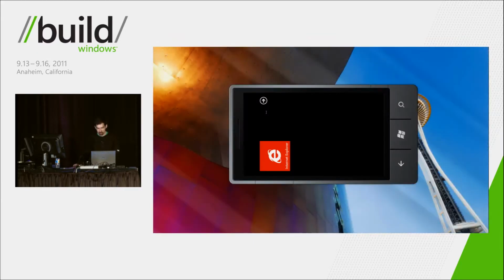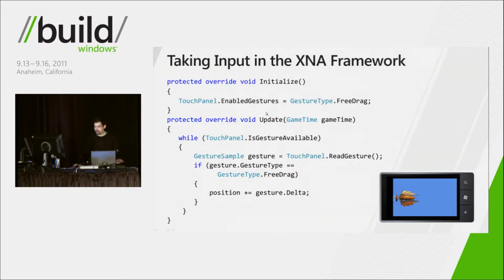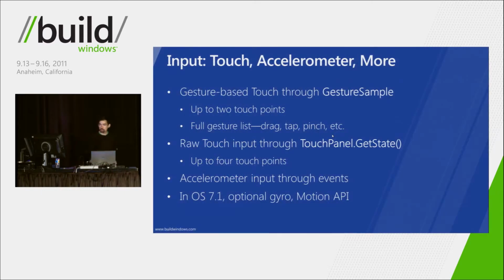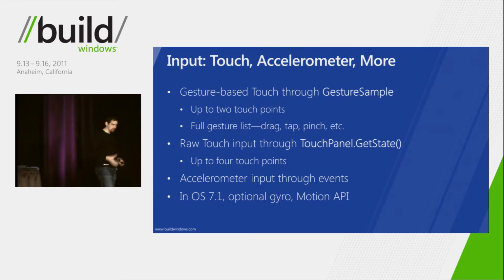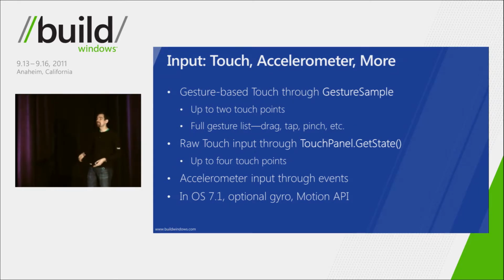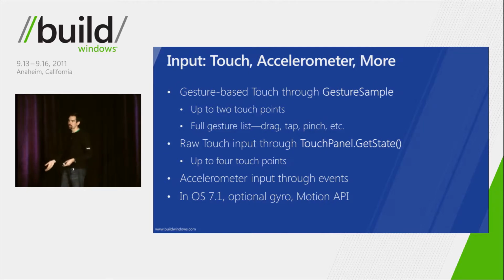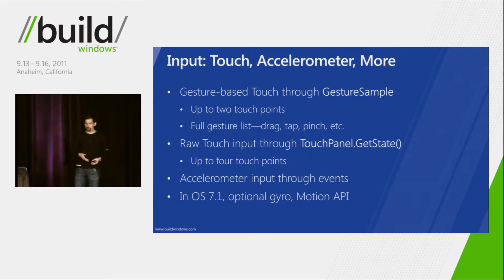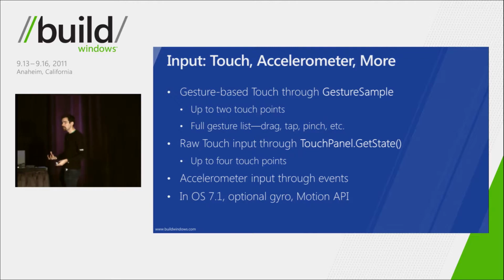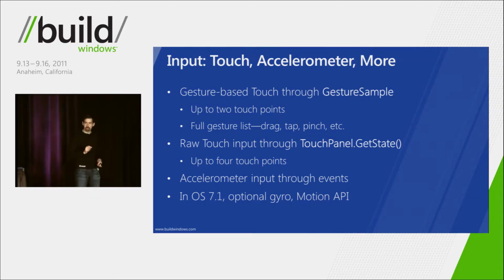Let's talk about the options that you have when you're taking input. What you just saw was gesture-based touch through the GestureSample class in the TouchPanel class. Gesture sample is the easiest way to take and process touch input. All it does is it provides a set of gestures that you can subscribe to, and they are the common ones that you know: free drag, horizontal, vertical drag, pinch, tap, flick, double tap, hold, that kind of thing. You subscribe, and the system will tell you if it detects a gesture of that type.